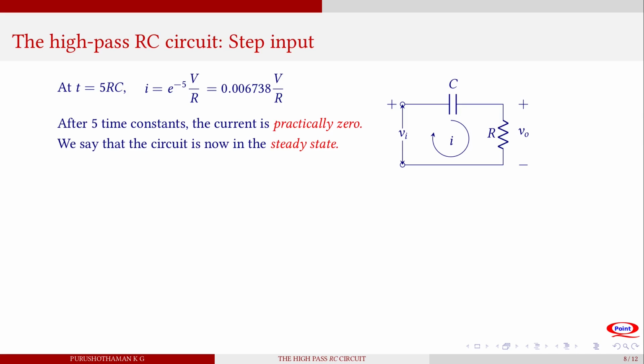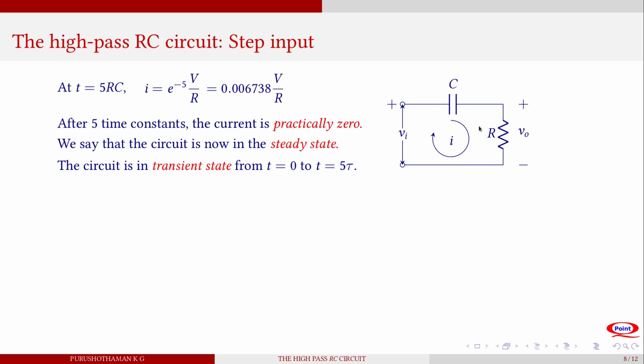Before steady state is reached and after the application of the input, we say that the circuit is in the transient state. So immediately after the application of a signal, the circuit will take some time to reach the steady state. This time is decided by the product RC. That is the significance of the time constant. If you have less value of RC, the circuit will reach steady state fast. And if you have high value of time constant, the circuit will slowly reach the steady state.